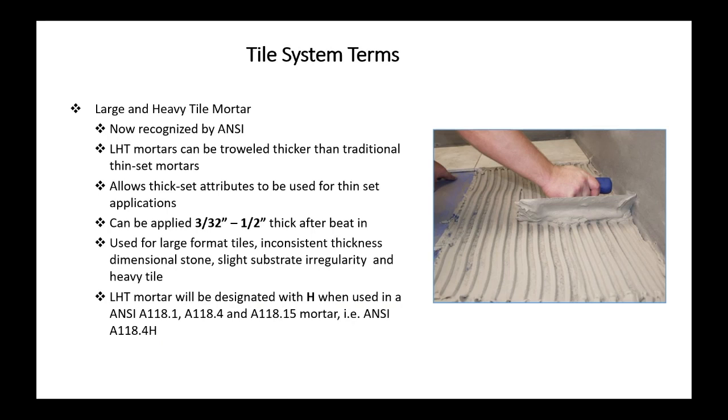Great example would be with an ungauged slate. You can use this thicker material or thicker bedding of adhesive to take care of some of the irregularities in those. It can be applied again, 3/32 minimum thickness to as thick as a 1/2 inch after the tile has been beat in.